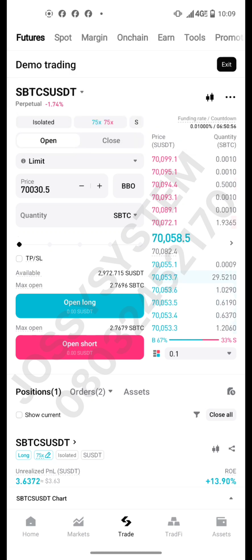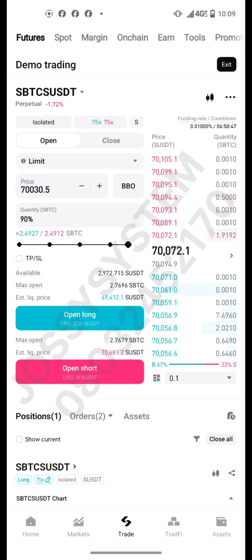So now let's proceed. Now I will drag this to show the percentage of what I want to trade. So let me see, I'm using 2%. I'm trading at the current market price. I'm using 2%. Then I come here to set my take profit and stop loss.